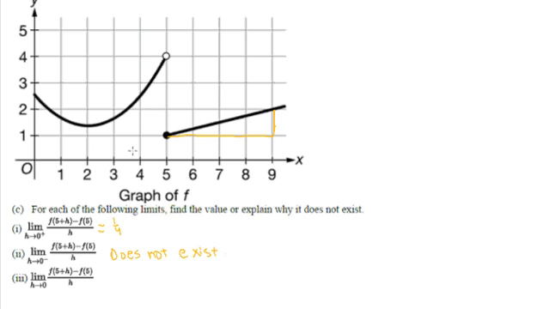All right, so we can say our numerator, trying to draw in a slope here, seems to be approaching a slope of 3. Our numerator is going to 3, but our denominator is approaching 0. And part 3, the limit as h approaches 0, and again we're looking at 5, that does not exist.